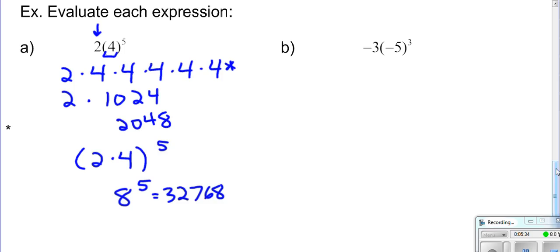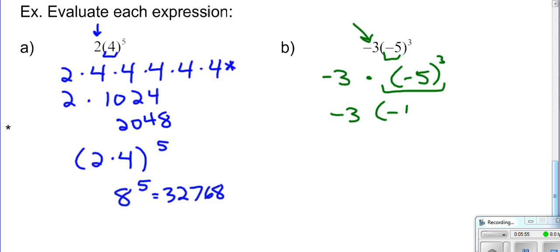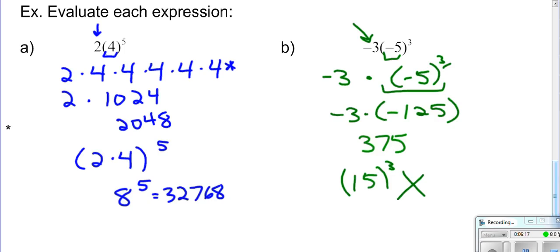Looking at B, again we have a negative coefficient. We have a negative 5 as our base. So this is like negative 3 times negative 5 to the power of 3. Following order of operations, I'm going to solve my exponent first. So negative 3 times negative 125. I know that it's negative because the base is negative and we have an odd exponent. Negative 3 times a negative 125 gives us a positive 375. And again, positive 15 to the power of 3, if I multiply first, does not have the same value.